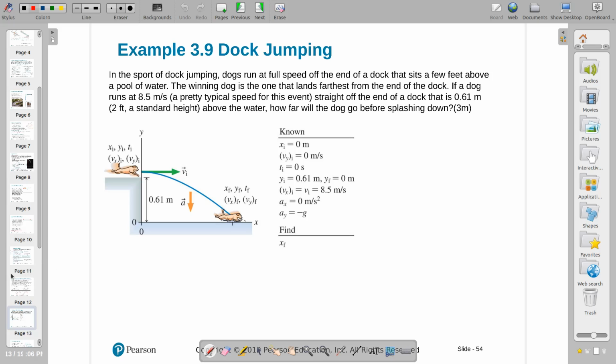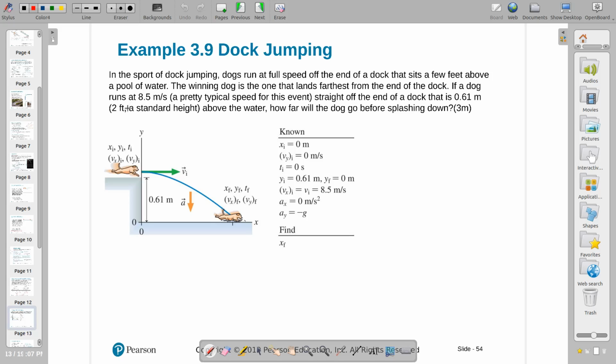Hello folks, here is a QD question that I didn't solve in class. I want to post this video for you guys to see. This question is telling us, in the sport of dock jumping, dogs run at full speed off the end of a dock that sits a few feet above the pool of water. The winning dog is the one that lands farthest from the end of the dock.